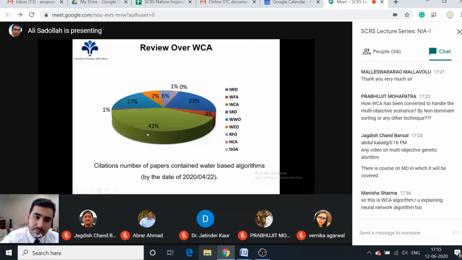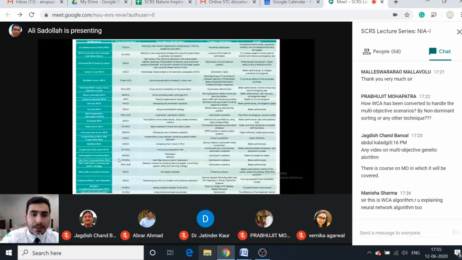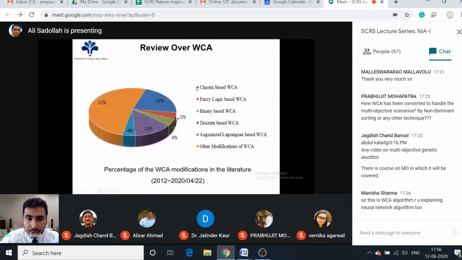And this is a modification of water cycle based on chaotic, fuzzy logic, binary, discrete. This is the DWC, the discrete water cycle algorithm for the TSP problem I mentioned. Augmented Lagrangian, and other modifications. And this is the table regarding each variant of WCA, the problem they solved, and the result they found. Actually, the font is very small. And 52% regarding other modifications of WCA, and 22% regarding the chaotic water cycle. You can see the figures are very clear, so sometimes there is no need to explain them.